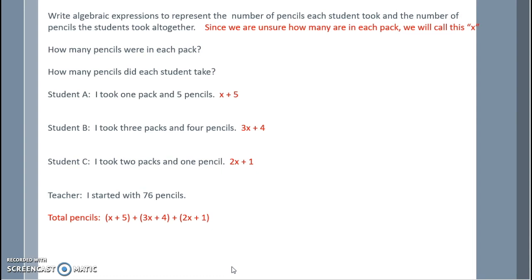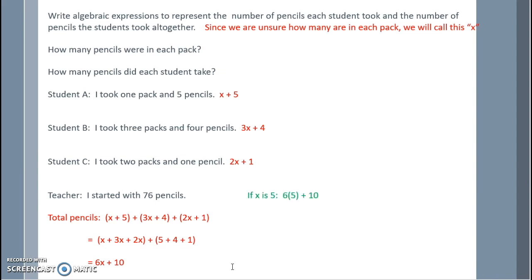So the total pencils all together are found by adding the different expressions: x plus 5 plus 3x plus 4 plus 2x plus 1. Using my properties, I can grab all of the x's and put them together, and all of my individual pencils and put them together. I see that 6 packs plus 10 extra pencils is how many we have.